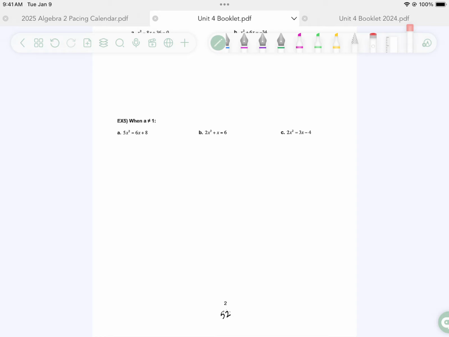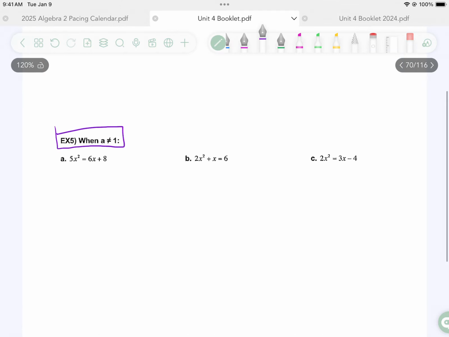Okay, so the second part of section 4.6, completing the square, we're going to look at some examples when a does not equal 1. So the most important part here to know is that if a does not equal 1, you have to change it so that it does equal 1.